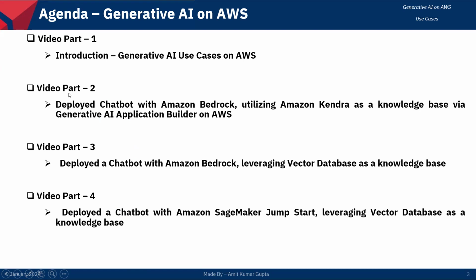In part 2, I will cover the generative AI application builder on AWS. Using this functionality of AWS, I will create the chatbot using Bedrock and Amazon Kendra as a knowledge base. And Kendra will be connected with S3 using the connector, right? All the deployment in part 2 will happen with a CFT CloudFormation template, and we will not create any code over there. So you can see it is no code in part 2.